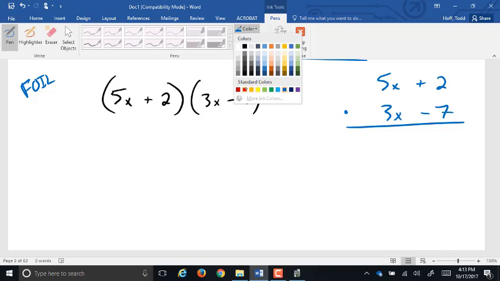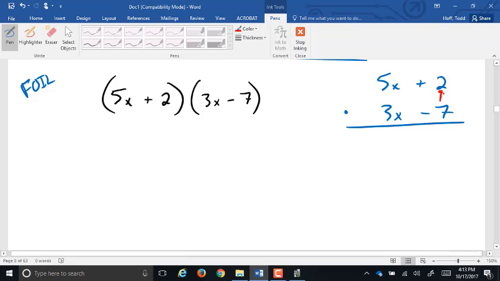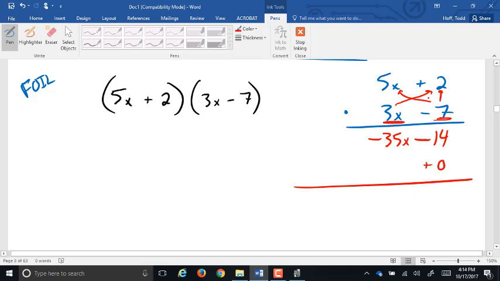Just like any other whole number, you're going to multiply negative 7 times 2, negative 14. Negative 7 times 5x, negative 35x. Now we've multiplied everything on top by this digit, so we're going to move over. When we move over, we have to put in a 0 here. 3x times 2, 6x, it's a positive 6x, so I'll put a plus in front of it.